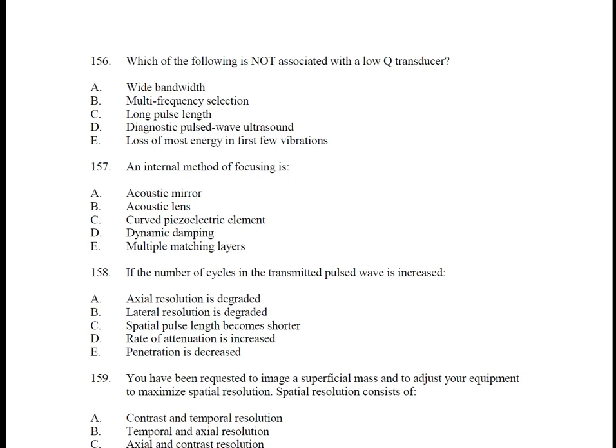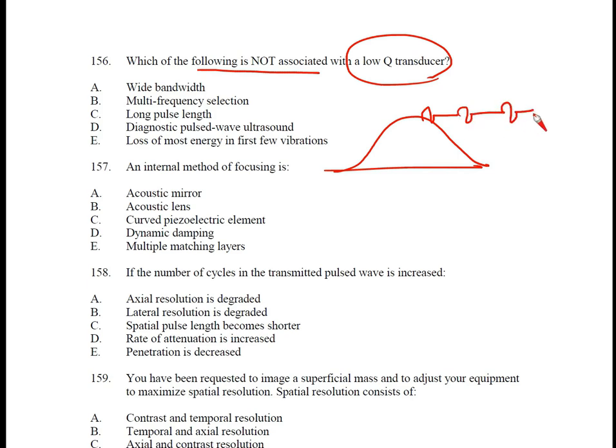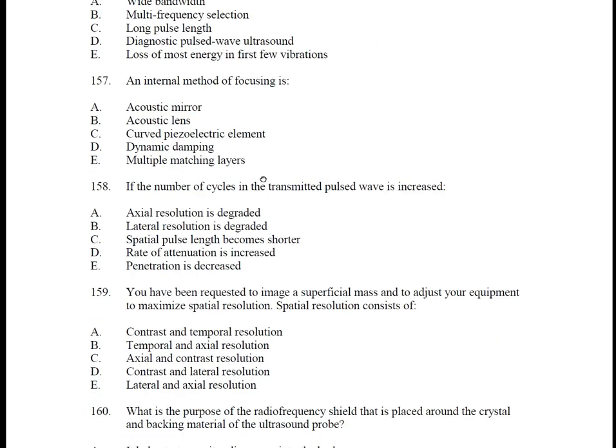So we've already solved many questions related to the Q factor earlier. This question asks you to find the option that is not related to low Q. In the case of low Q, it is characterized by a broad configuration and a short SPL output. Therefore, the term long pulse length does not fit with low Q, so I can explain that this is the answer that doesn't match. Let's look right below at question number 157.